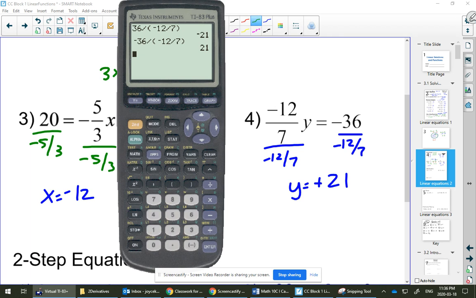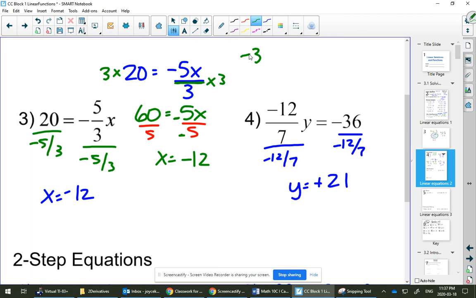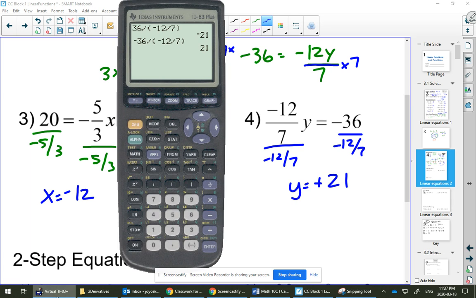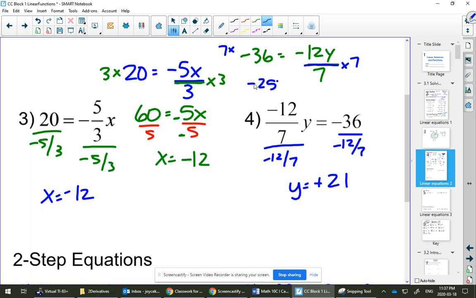If I wanted to do this using a two-step problem, I could have negative 36 equals negative 12y over 7. Again, I'd be wanting to get rid of my divide sign, so I'm going to multiply both sides by 7. So negative 36 times 7 is negative 252 equals negative 12y. Divide by negative 12, and we get positive 21.